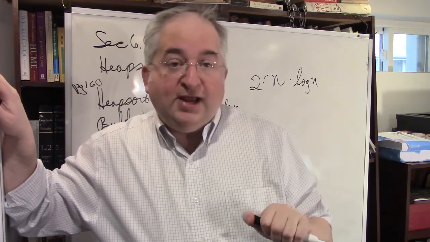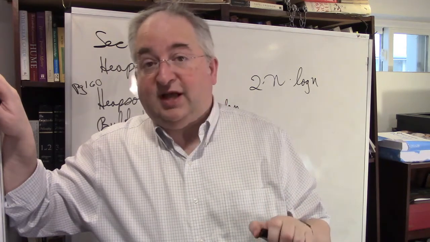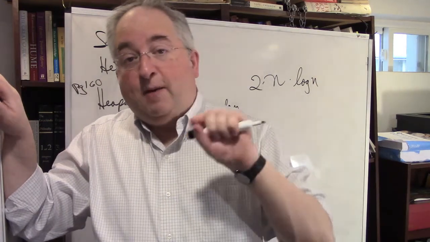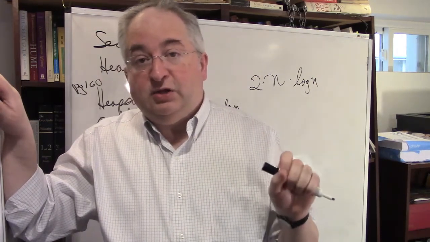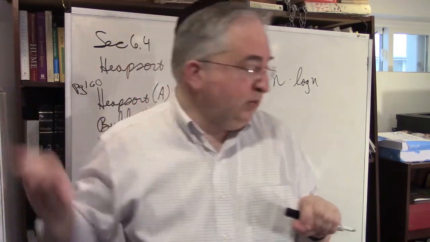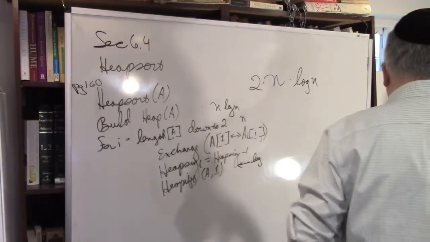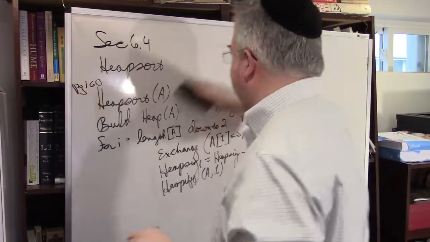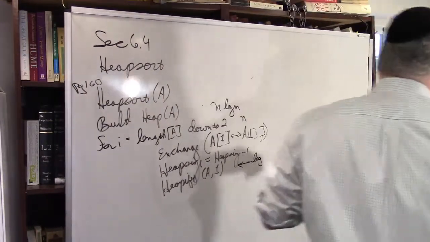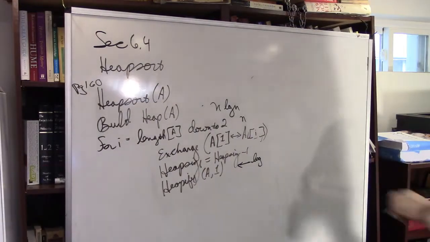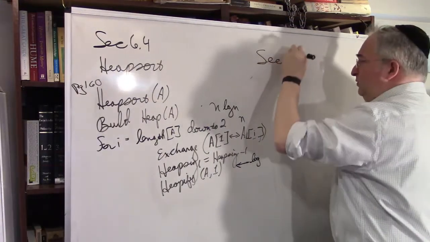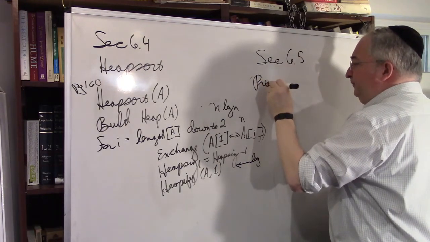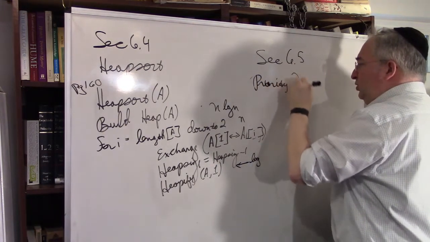People don't like Heapsort because there are a lot of little steps to worry about, but that's okay. Let me tell you a positive thing about why people do like Heapsort. The positive reason is in the next section, section 6.5. It's called priority queue.